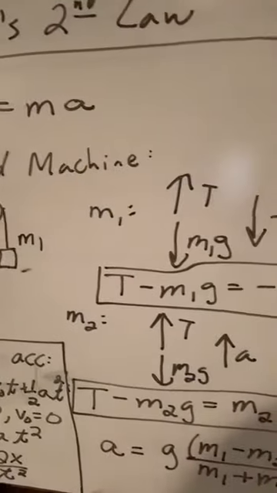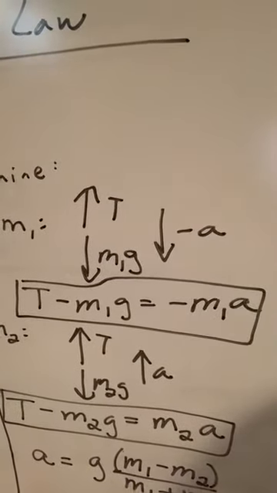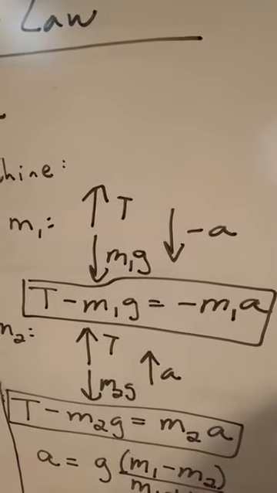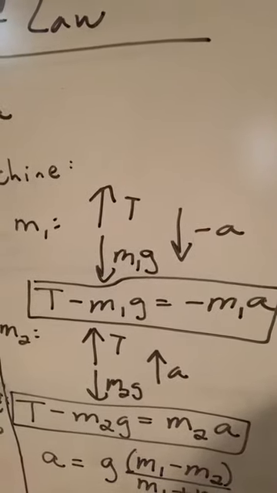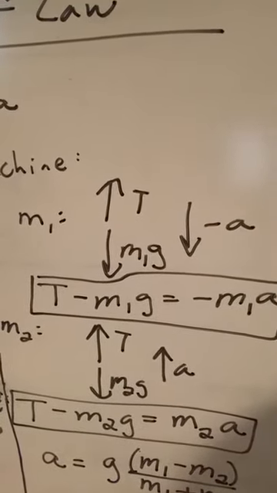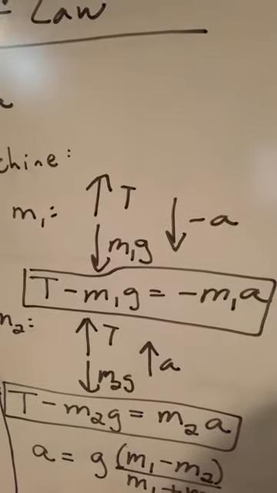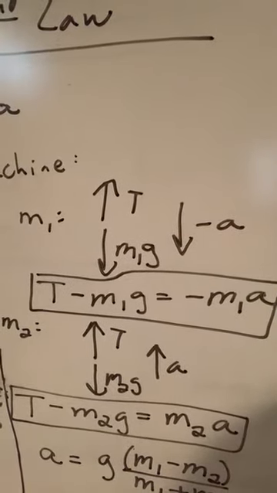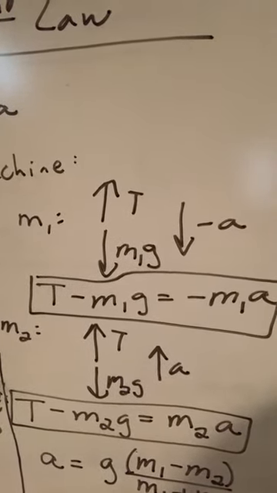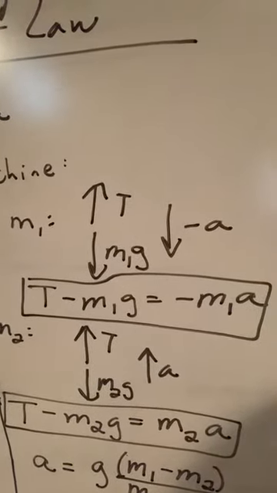So if we analyze it using Newton's second law, then looking at mass 1, the force diagram has the tension of the string pulling the mass up, the weight of the mass pulling it down, and there is an overall acceleration downward. And so the sum of the forces, the tension minus the weight, is equal to minus the mass 1 times the acceleration.